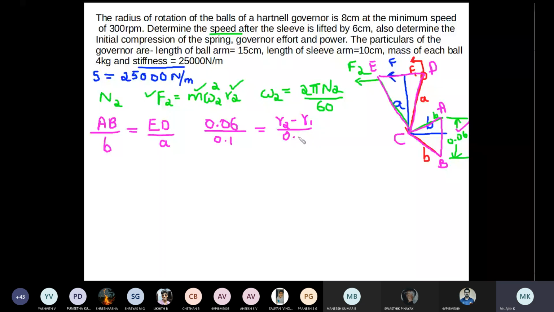Here again R1 is given. The radius of rotation is given as 8 centimeter. So substitute R1 is equal to 0.08 meter, or 8 centimeter. Then you will get the value of R2 as 0.17 meter.